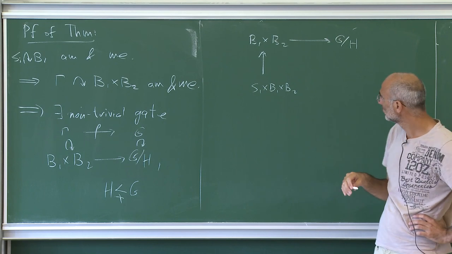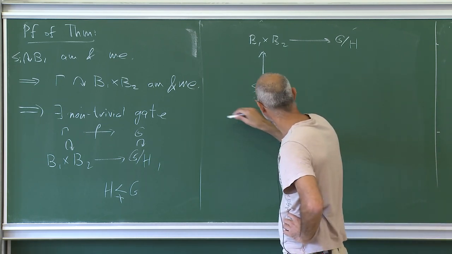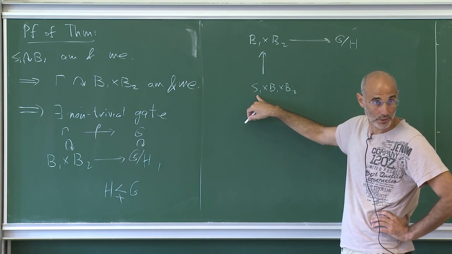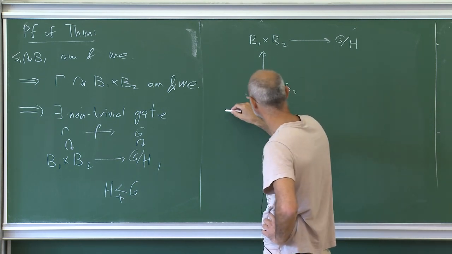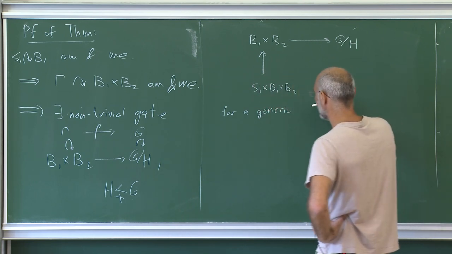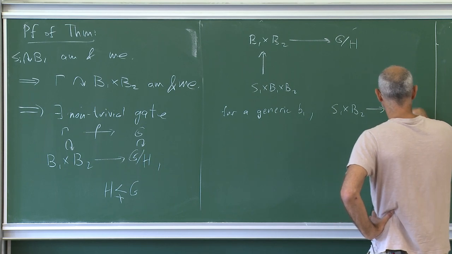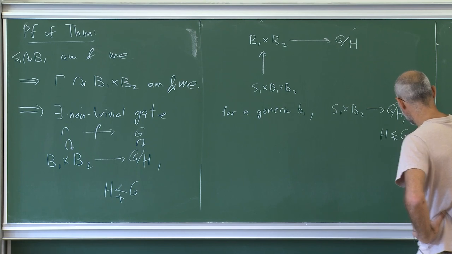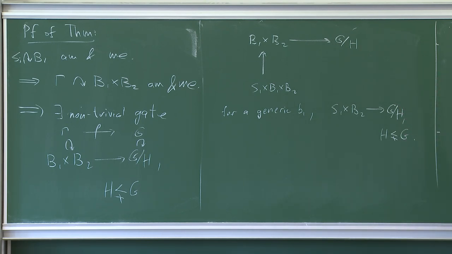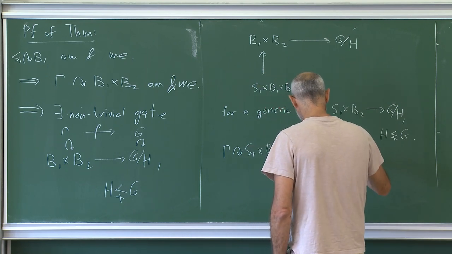So, S1 acts only on this coordinate by the same trick that we have used. I will not write it down. And for a generic B1, we get a map from S1 times B2 to G mod H. And again, H is a proper subgroup in G. And now we have a map. Now the gamma action on S1 times B2 is ergodic. That's the second claim over there.